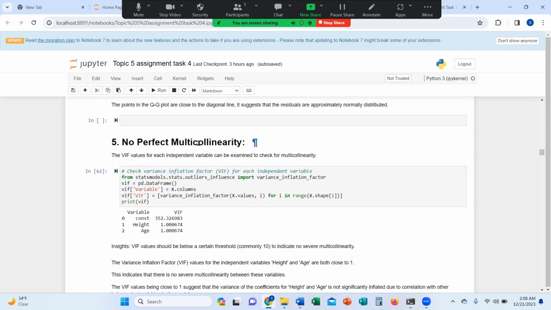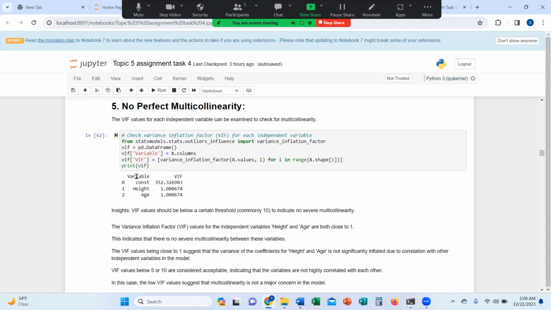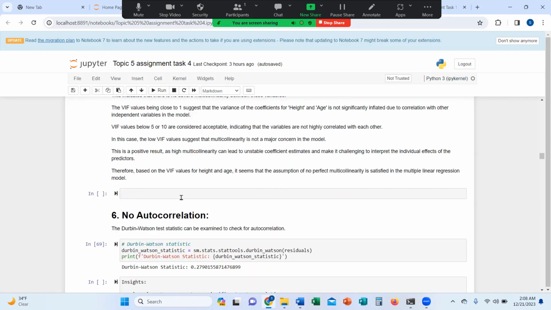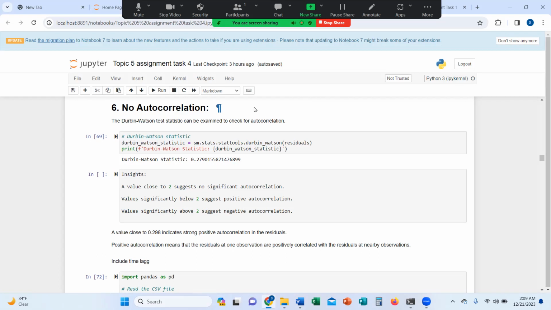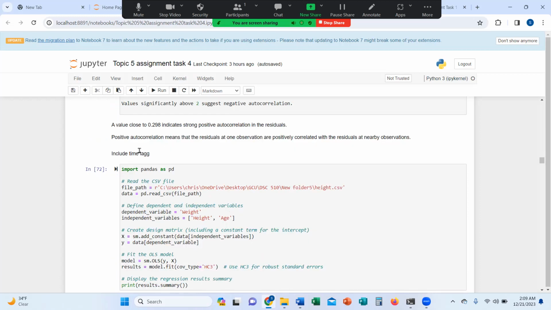For no perfect multicollinearity, I use the VIF here, and the printout gave 1.00 for height, 1.00 for age here. And it shows that the assumption has no perfect multicollinearity. For no autocorrelation, I use the Durbin-Watson test. These are my codes here.